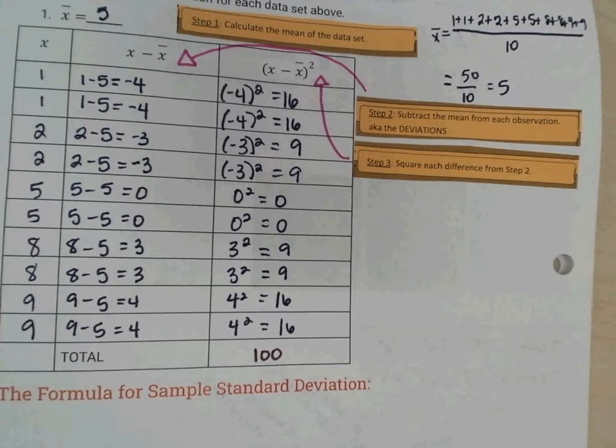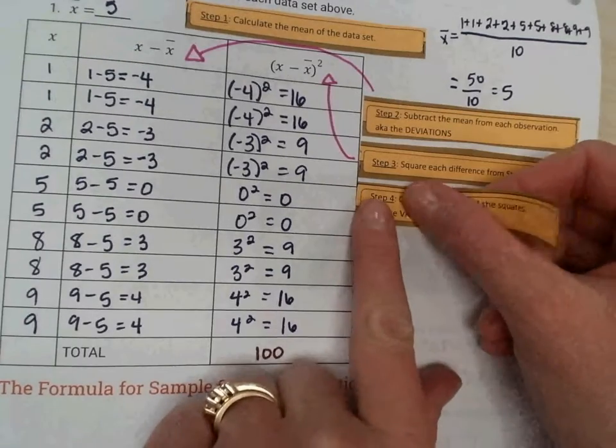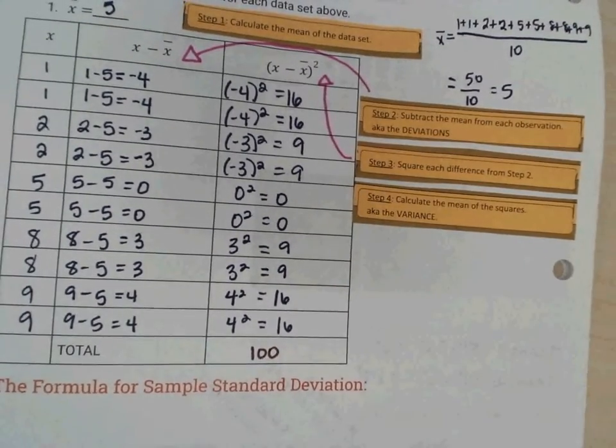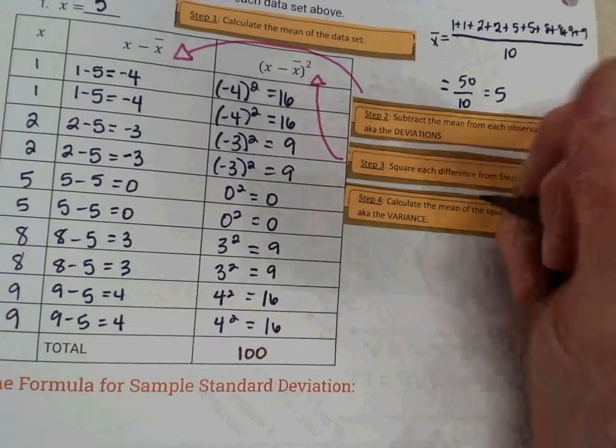So step 4, drum roll. Good drum roll, thank you. That's nice. Well done. You guys are way better than me. Calculate the mean of the squares, aka the variance.